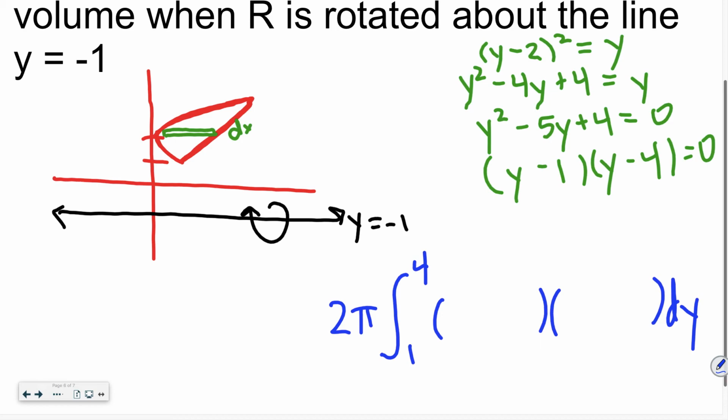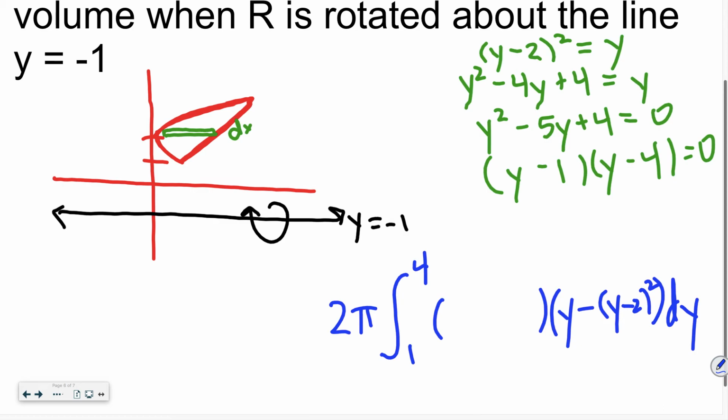The height of our shells is always the height of our rectangles. So now we kind of have to shift. Our rectangles are horizontal, so I need to know how long they are. Well, we're still doing right minus left. Right minus left, we have the line minus the parabola. So that's the height of our shells.